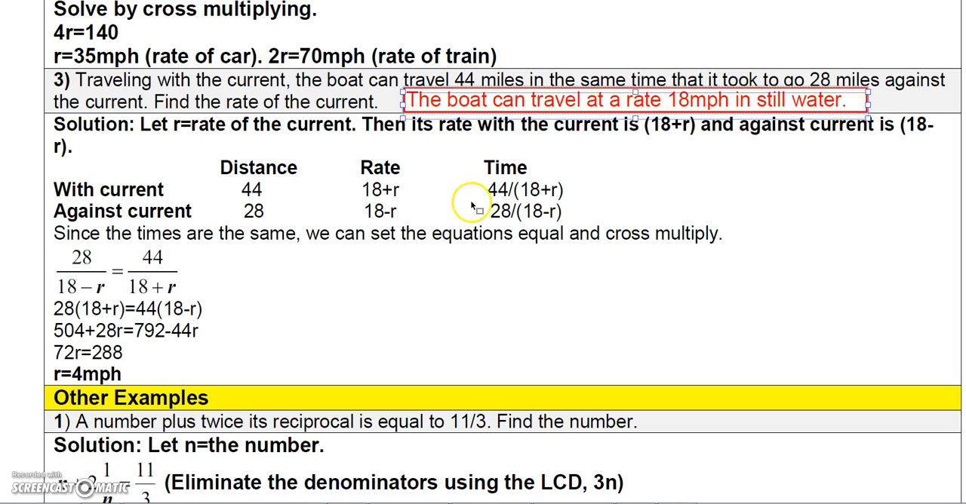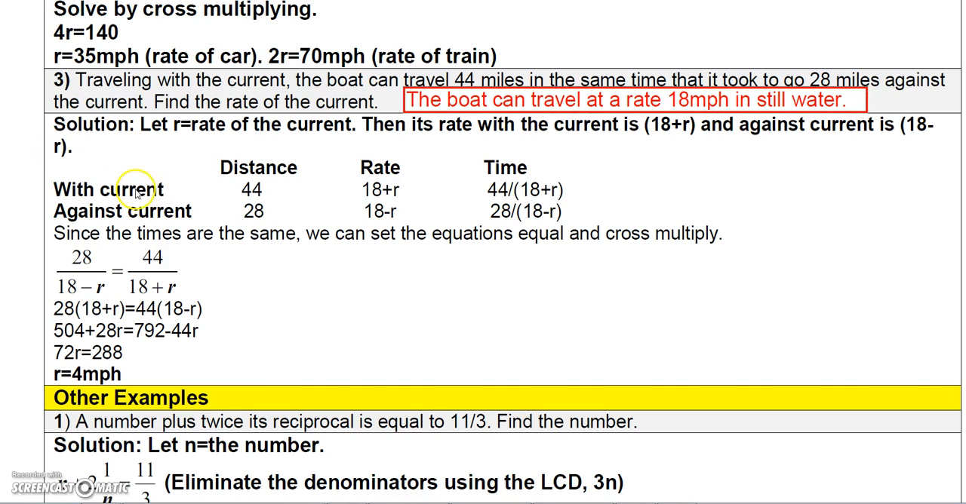Okay, there was a piece missing to this. You also should have been told that the boat can travel at a rate of 18 miles per hour in still water. So anyway, that's without a current. So now, if we let R be the rate of the current, then the boat's rate with the current would be 18 plus the rate of the current, and then the boat against the current would be 18 minus the rate of the current.